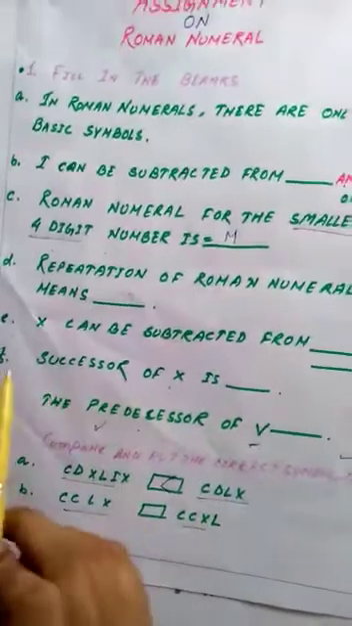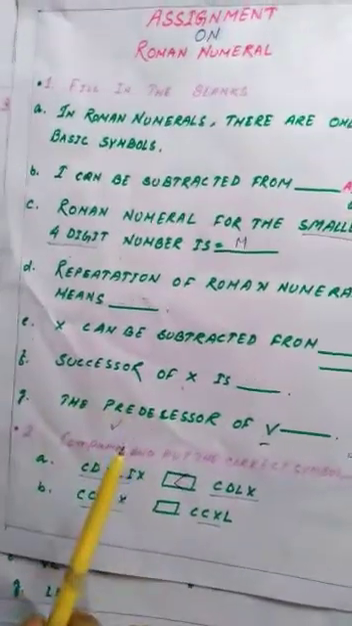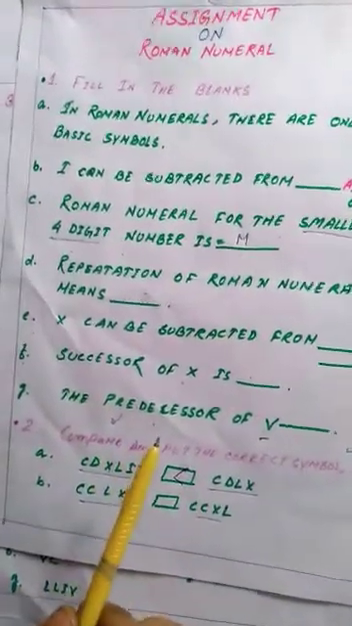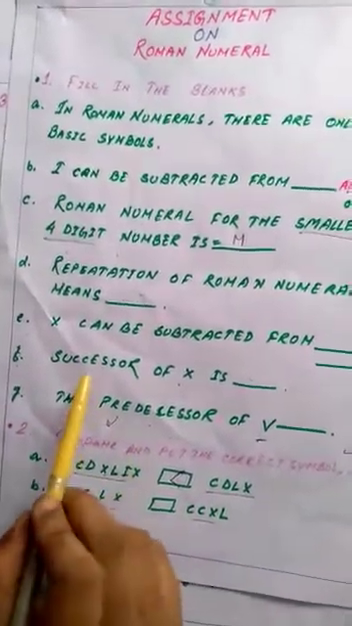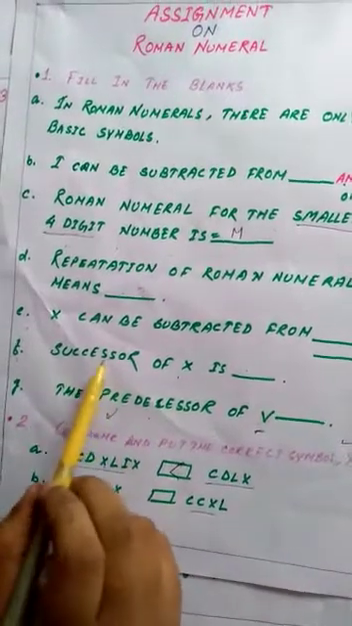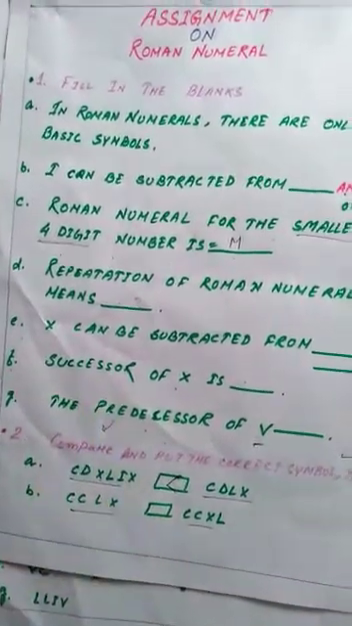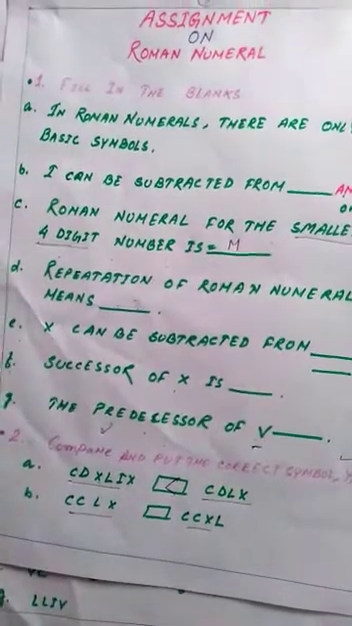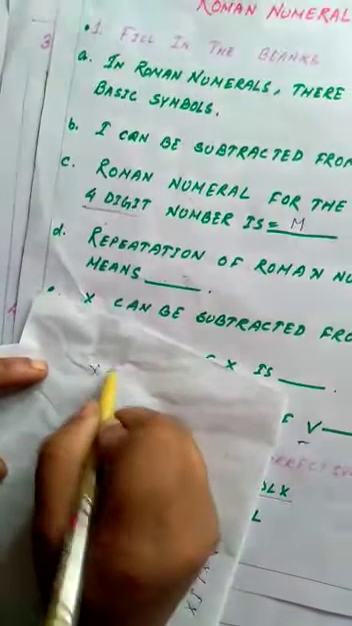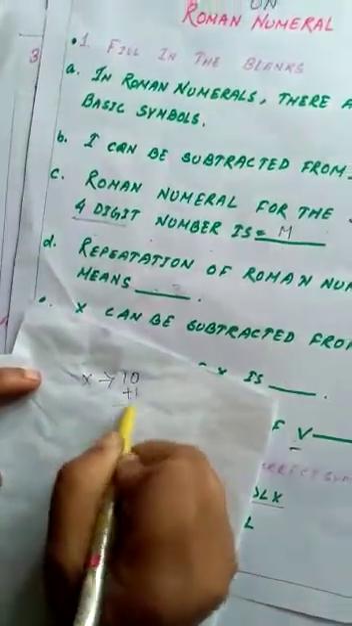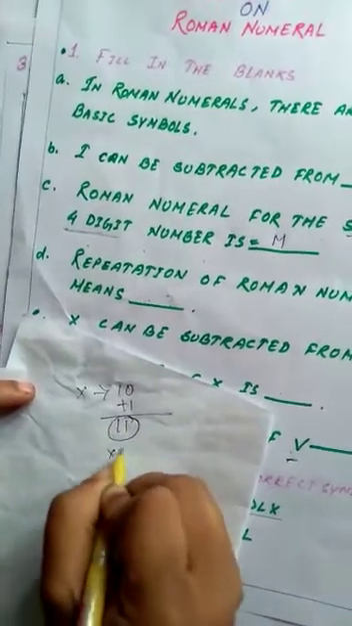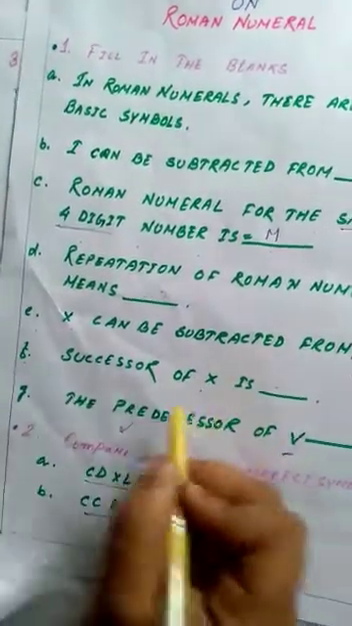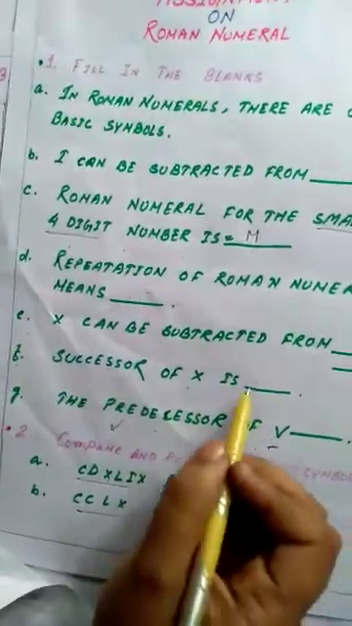Alright students, now successor and predecessor, these terms I have discussed in our earlier videos in the last 2-3 days. So you know these two terms. Successor means just after a number. Here X means 10, and just after 10, if you add 1 you will get 11. So how can you write 11? XI. So the successor of X is 11, that means XI.